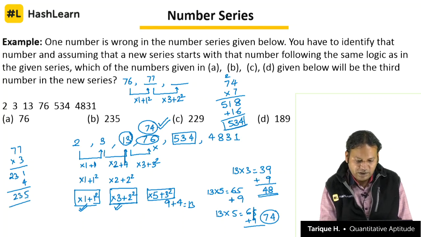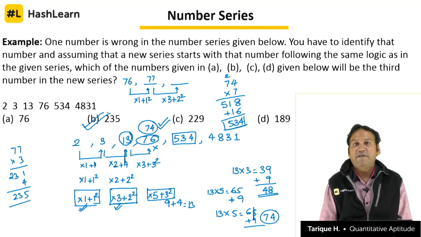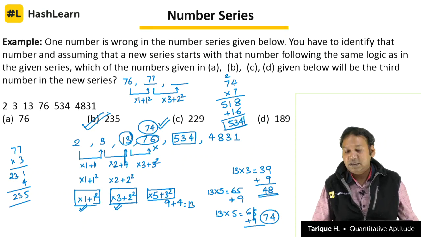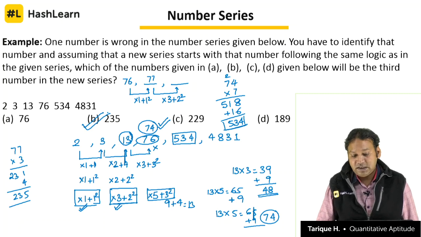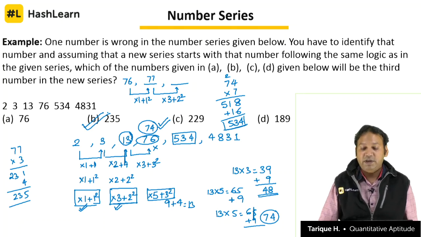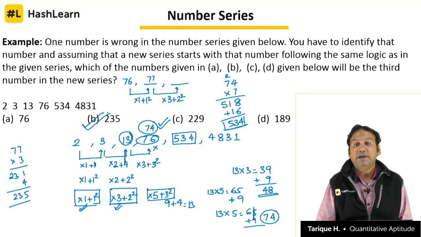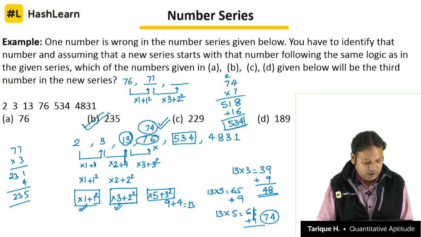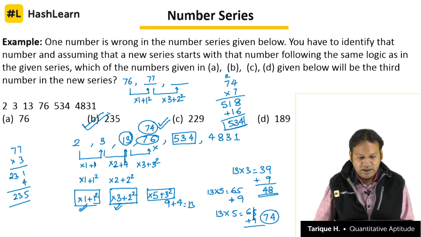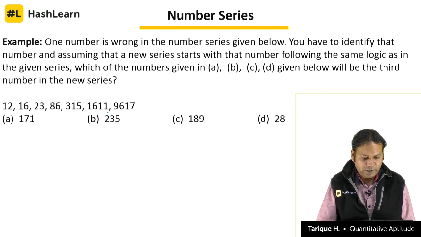So what number should come in the right place? 235 should come in the answer option. The third number, if the new series starts with the wrong number, then the correct answer, the third number in that new series will be 235. So that is the answer for this question, and then we will see the last question for today.